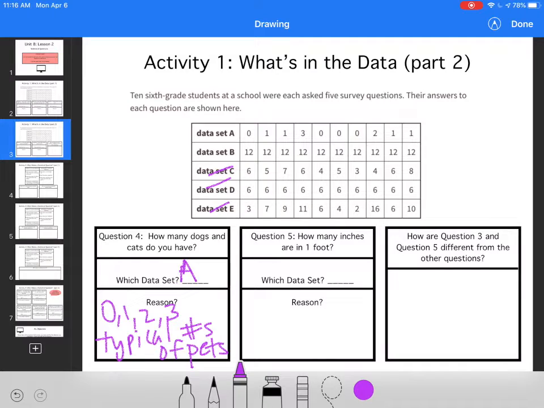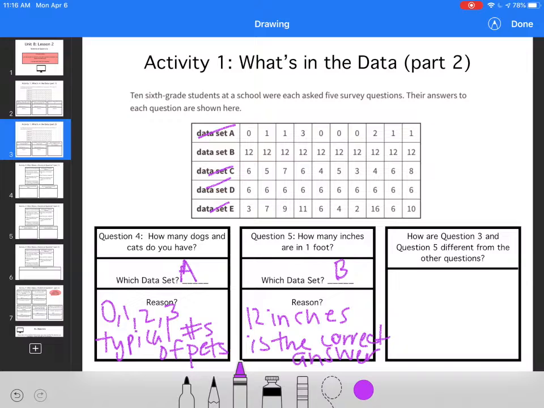Then how many inches are in 1 foot? Well, there are 12 inches in 1 foot. That's not even a question. So it has to be data set B, because 12 inches is the correct answer.